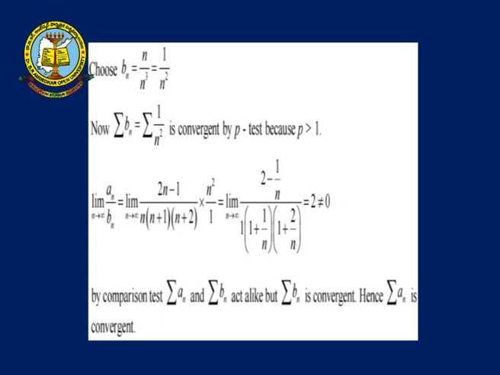Now based on b_n I can decide a_n. So sigma b_n equals sigma 1 by n square. By the p test, p is 2, which is greater than 1, so it is convergent. b_n is decided. Now I will check the comparison. Limit n tends to infinity a_n by b_n equals limit of (2n minus 1) by n into (n plus 1) into (n plus 2), divided by 1 by n square. Here n square goes to the numerator. The limit is 2 minus 1 by n over 1 into 1 plus 1 by n into 1 plus 2 by n. Substituting n to infinity, 1 by infinity is 0, so the result is 2, which is not equal to 0. So sigma b_n is convergent, therefore sigma a_n is also convergent.